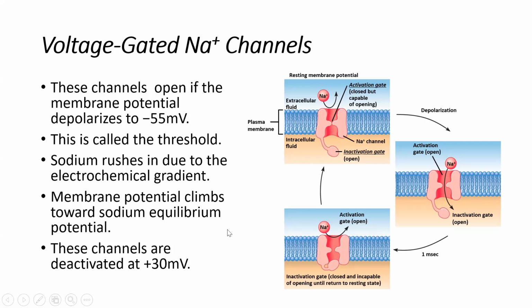It never actually gets to positive 60, and the reason why is because of, again, this voltage gating mechanism. When the membrane potential gets to positive 30, these channels are going to be deactivated. And so although sodium's movement is attempting to reach its equilibrium potential, it's going to start to get really positive, but it will never get to that positive 60 because positive 30 is the value at which these channels are then deactivated.